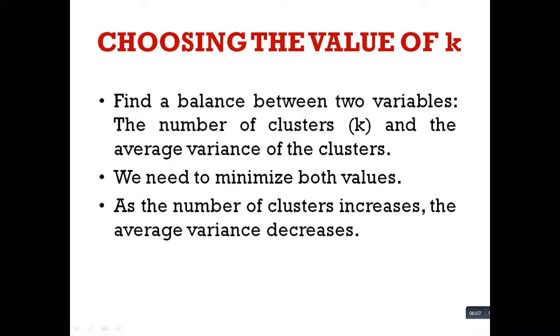The value of k in k-means plays a vital role in the success of the algorithm with respect to proper separation of clusters. We need to minimize the number of clusters k as well as the average variance of the clusters. But as the number of clusters increases, the average variance decreases. Hence, different values of k need to be tested for a given dataset such that there is a balance between these two opposing factors.